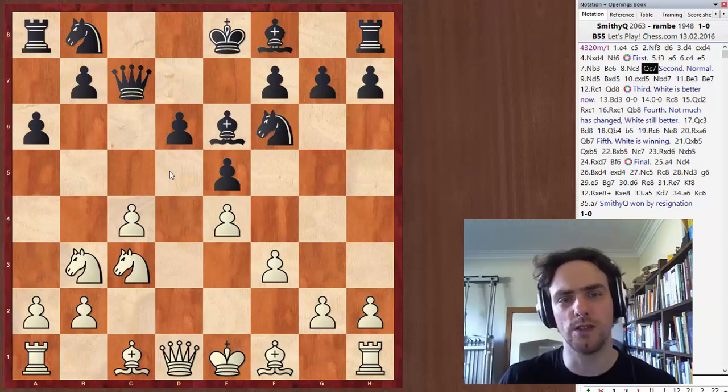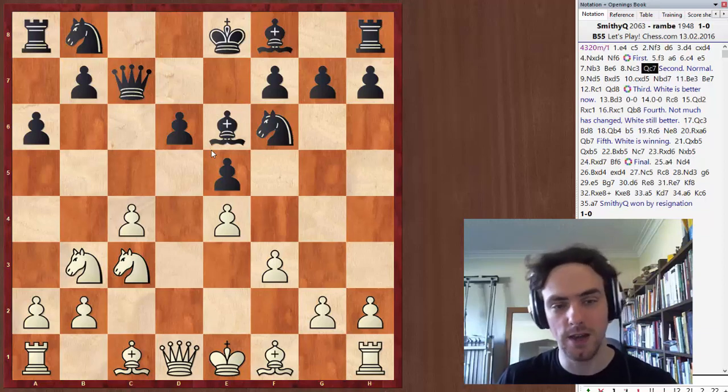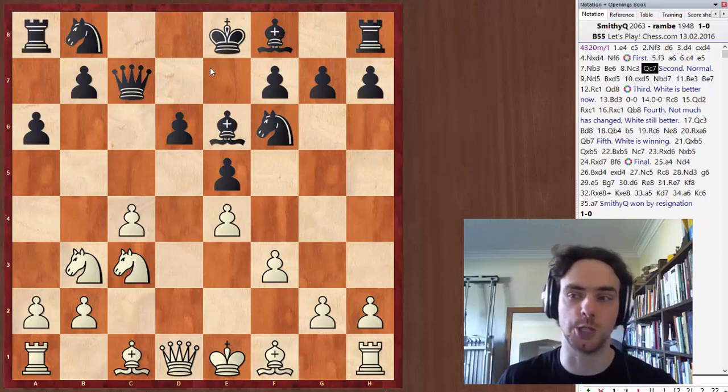Now, I'm not going to focus on the opening too much, but this could be a chance where you would open up the database, look at the reference, and see how masters would have actually played this position, or how the grandmasters, what the book recommends, what Stockfish recommends. And this might be able to improve the position from here for either side.